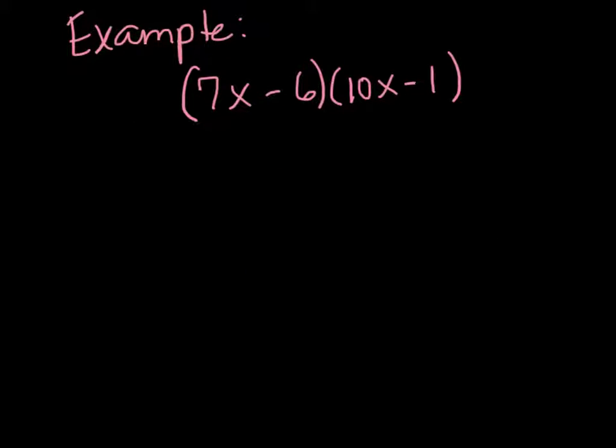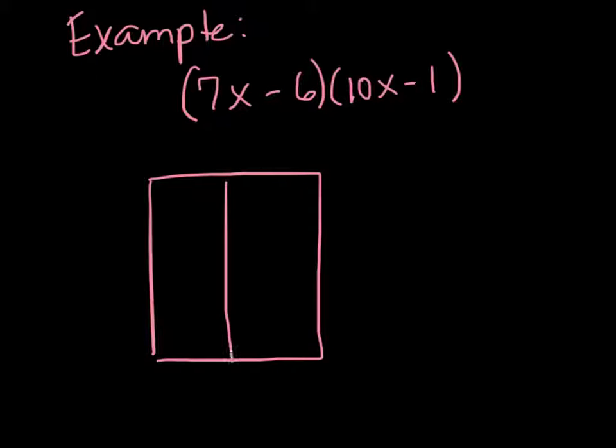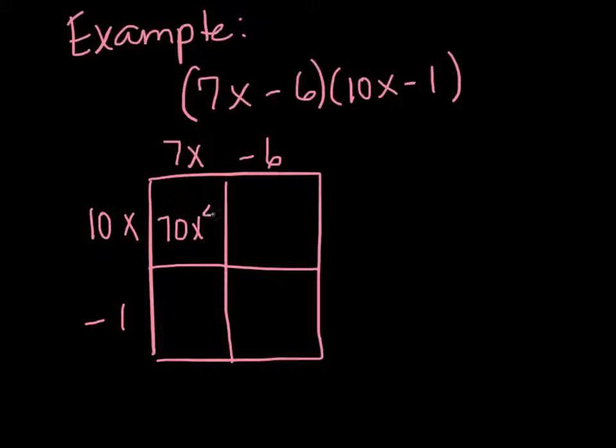Okay, so my next example is another binomial times a binomial. So I'm going to make the box. I'm going to put it a little over to the side here so I have a little more room to my right. And this time I'm going to take my first binomial and put it at the top, and my second binomial and put it down here. So it doesn't matter, okay? So 10x times 7x is 70x squared. 10x times negative 6 is negative 60x. Negative 1 times 7x is negative 7x. And negative 1 times negative 6 is 6.